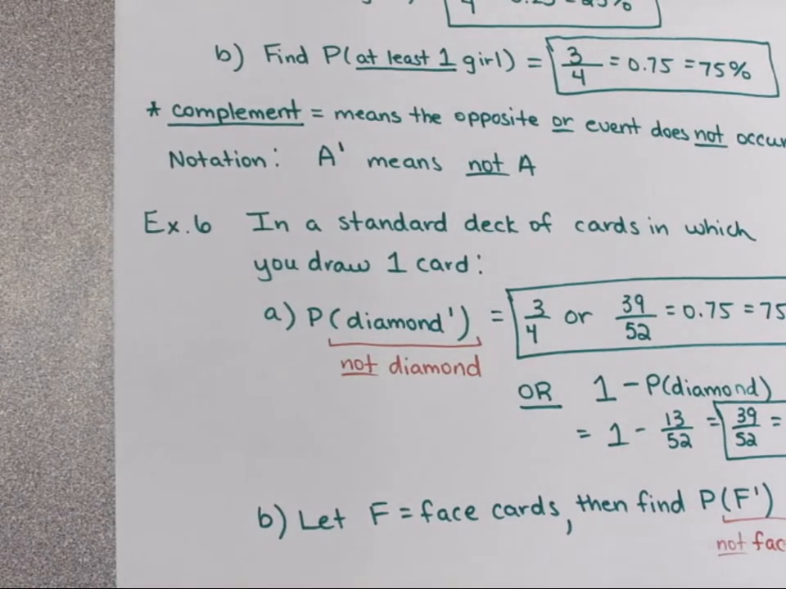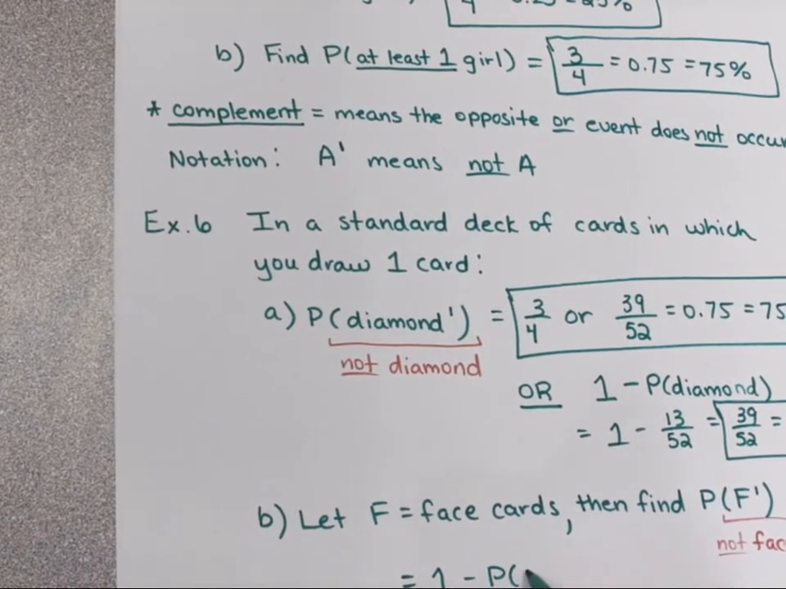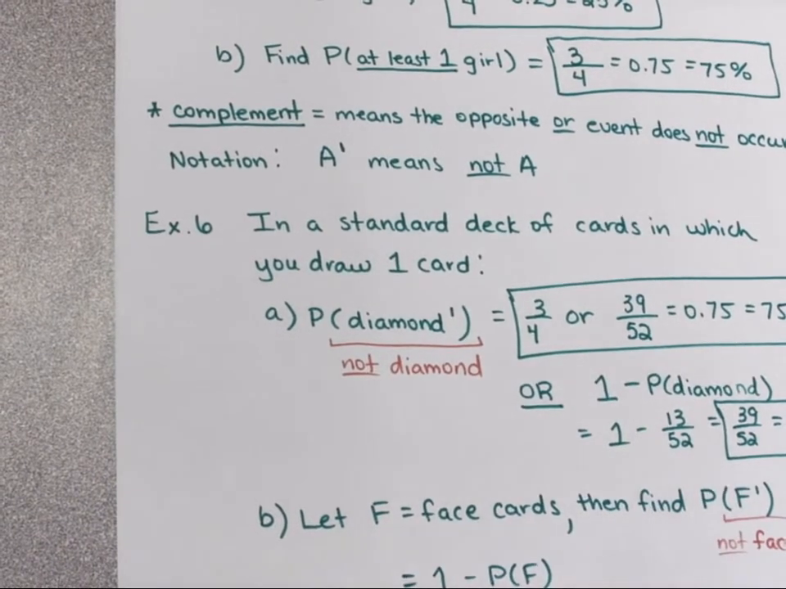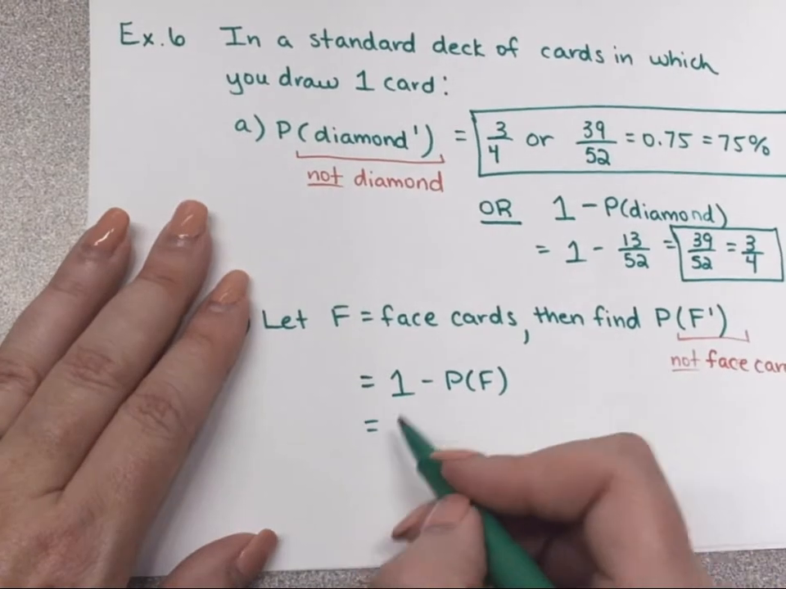Okay, so for this one, I think we will go with the 1 minus thing. In other words, we could find 1 minus the probability of face cards, because that's less cards to count. So let's think about that for a minute.